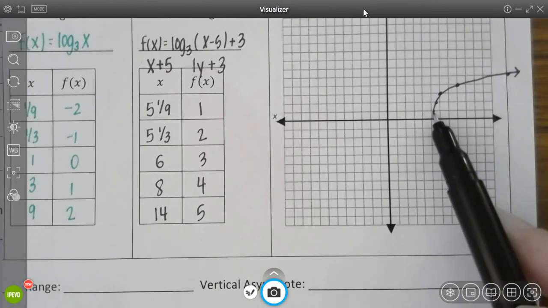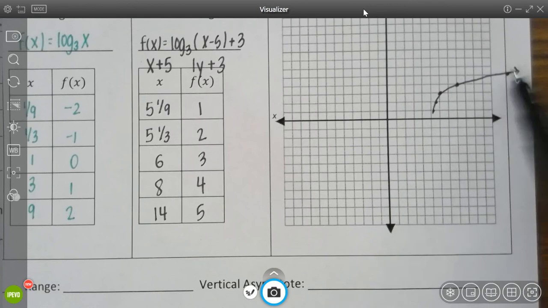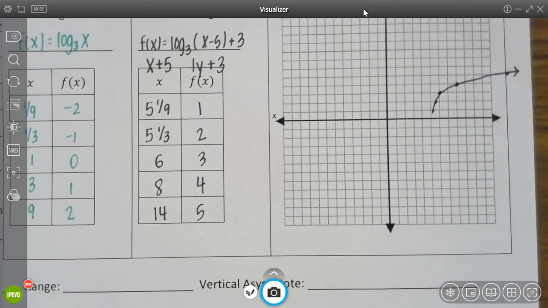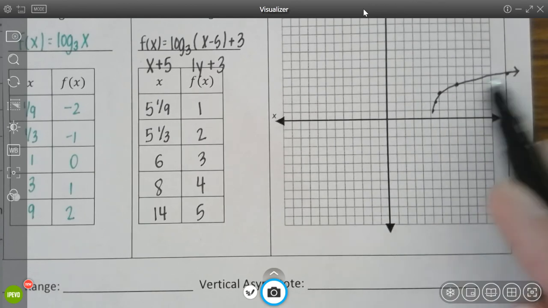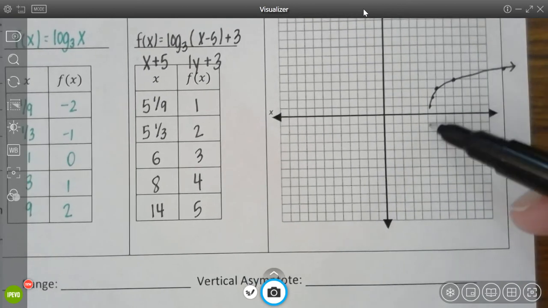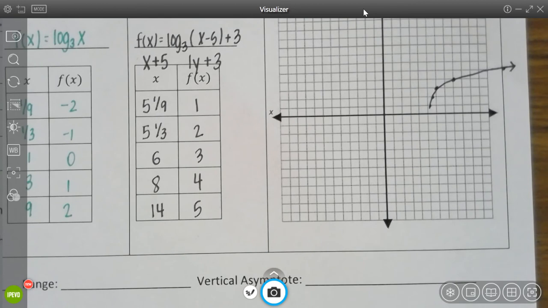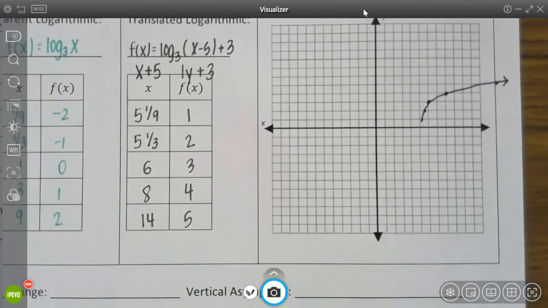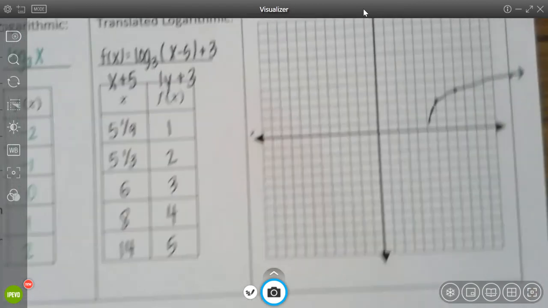And once you have your points in, the upper part of your graph should be pretty obvious in terms of what that behavior is doing. On the bottom part of the graph here, again, we have to be thinking about the fact that we're going to have a vertical asymptote somewhere.